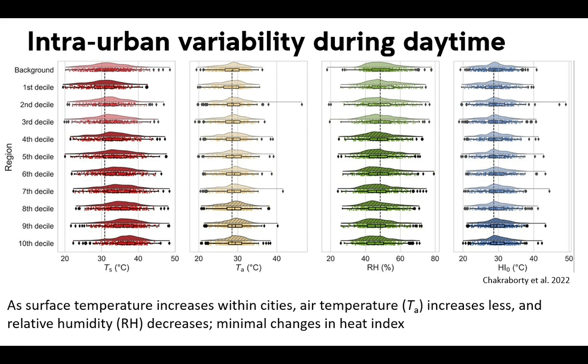Similarly, when we look at the intra-urban variability, you can see that, of course, air temperature increases in the surface temperature decile regions, but the magnitude of increase is much less than what you see for surface temperature. Similarly, for relative humidity, you actually have the opposite effect. Warmest parts of the city are usually the driest, which means that there is this compensating effect due to the increasing temperature and decreasing humidity, which ultimately leads to less variability in the heat index than for surface temperature.